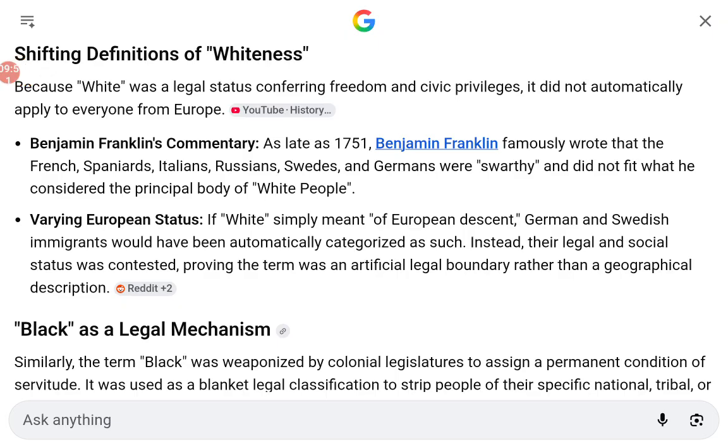Benjamin Franklin commentary. As late as 1751, Benjamin Franklin famously wrote that the French, Spanish, Italian, Russian, Swedes, and Germans were swarthy, that just means dark skin, and did not fit what he considered the principal body of white peoples, because he was talking about complexion, and they had dark, very dark, and they're not kissed by the sun. These people were dark, very dark. That's why he said it.